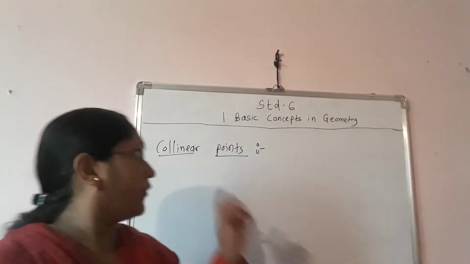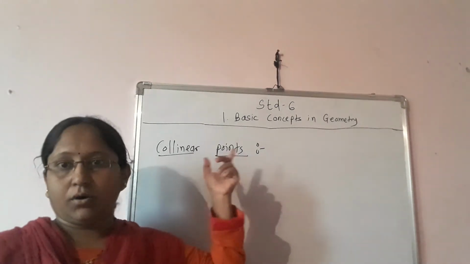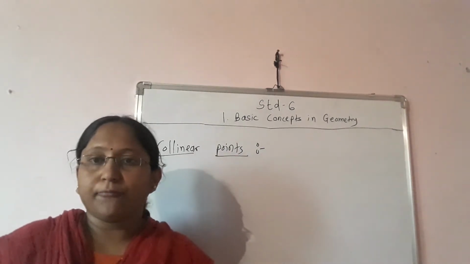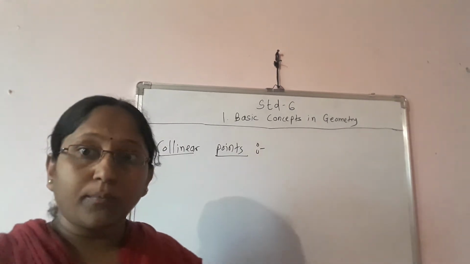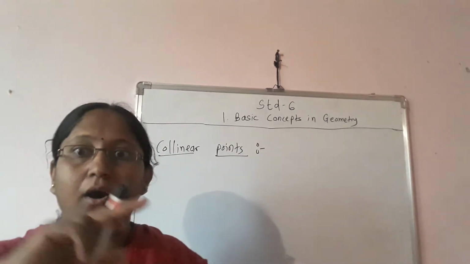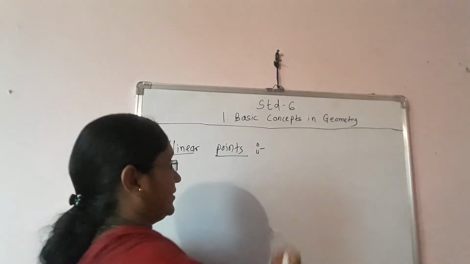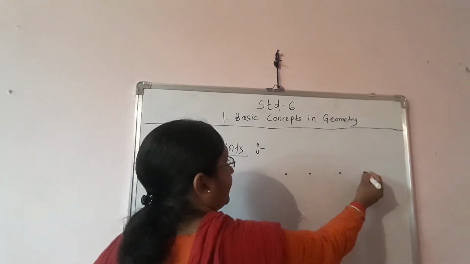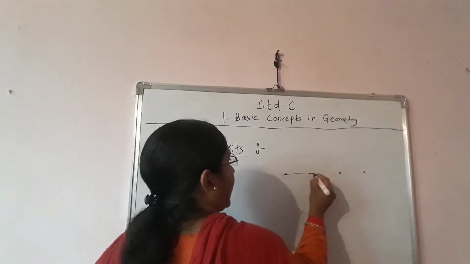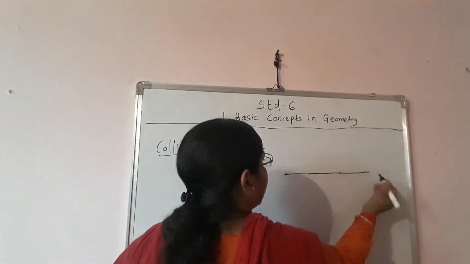Now we see what is meant by collinear points. Collinear points are 3 or more points which lie on a single line. Minimum 3 or more points which lie on a single line.